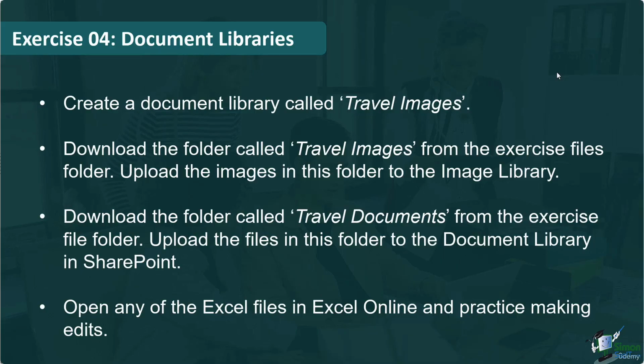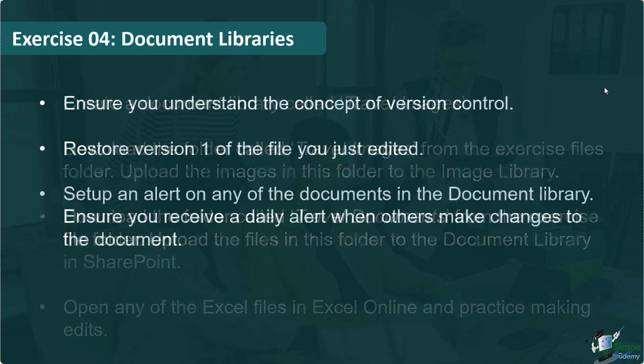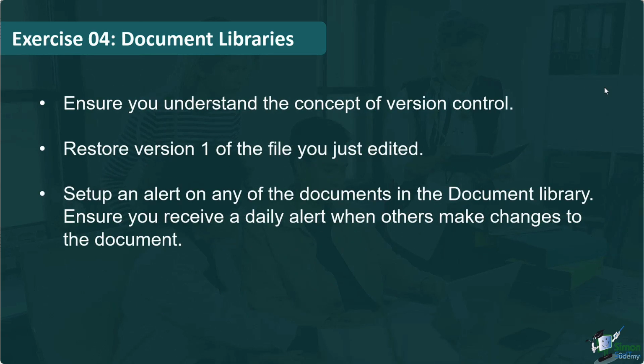I'd also like you to download the folder called Travel Documents from the Exercise Files folder. And I'd like you to upload the files in this folder to the document library in SharePoint. Once you have all of the files in their respective file libraries, I'd like you to open any of the Excel files, so one of the Q1 to Q4 sales files, in Excel Online and practice making edits. If you can share the file with someone else and get them to make edits too, even better. If not, it's fine if you're the only one making some changes. I'd like you to ensure that you understand the concept of version control, and then I'd like you to restore the version 1 of the file that you just edited.